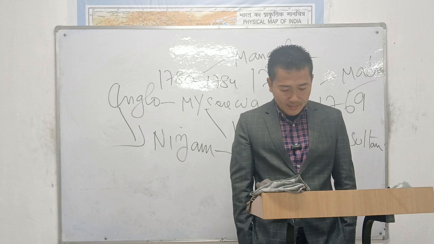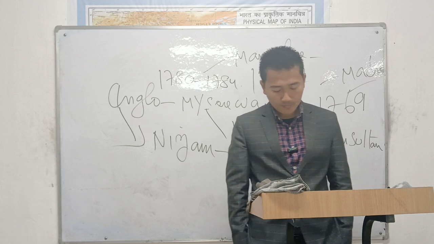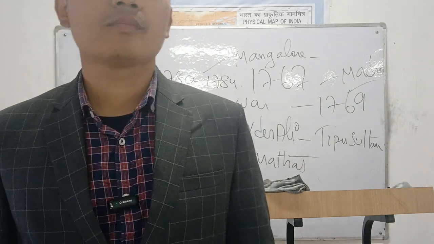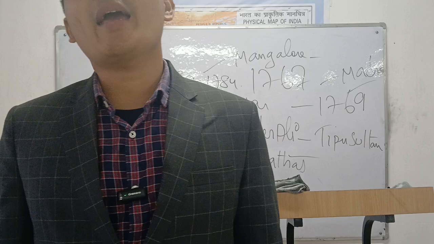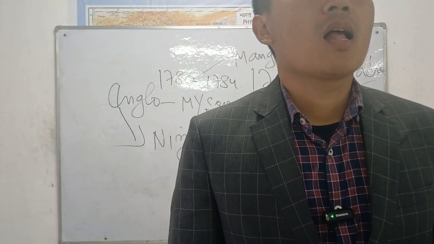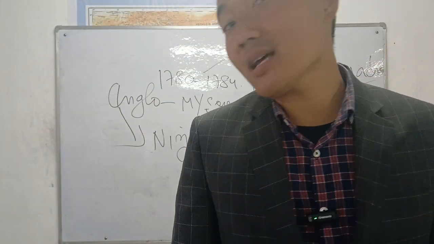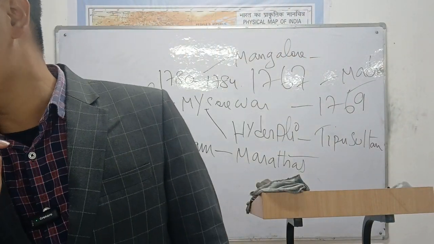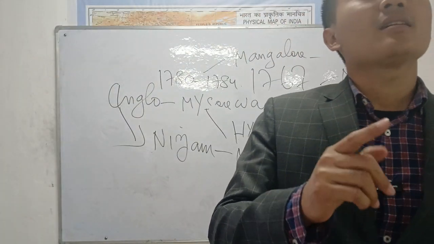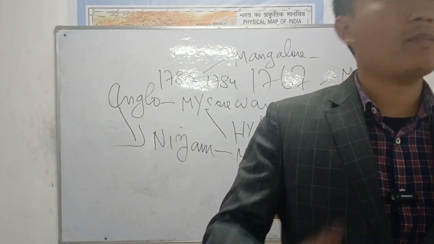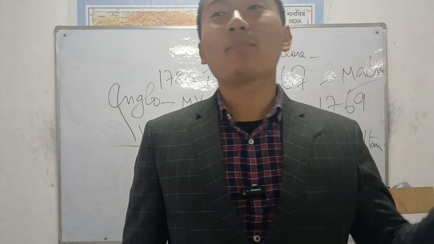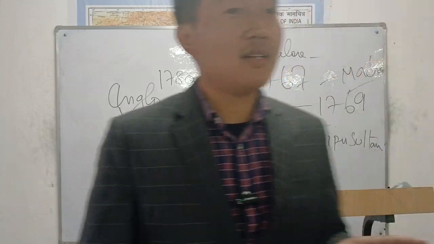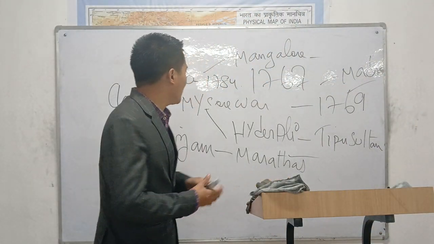See, the reason is like this. The Marathas attack the Mysore kingdom, Hyderabad. And by the Treaty of Madras, it had been said that when someone attacks you, we will help each other, right? But the English did not come to help Mysore, Hyderabad. That's the reason Hyderabad declared war on the English.